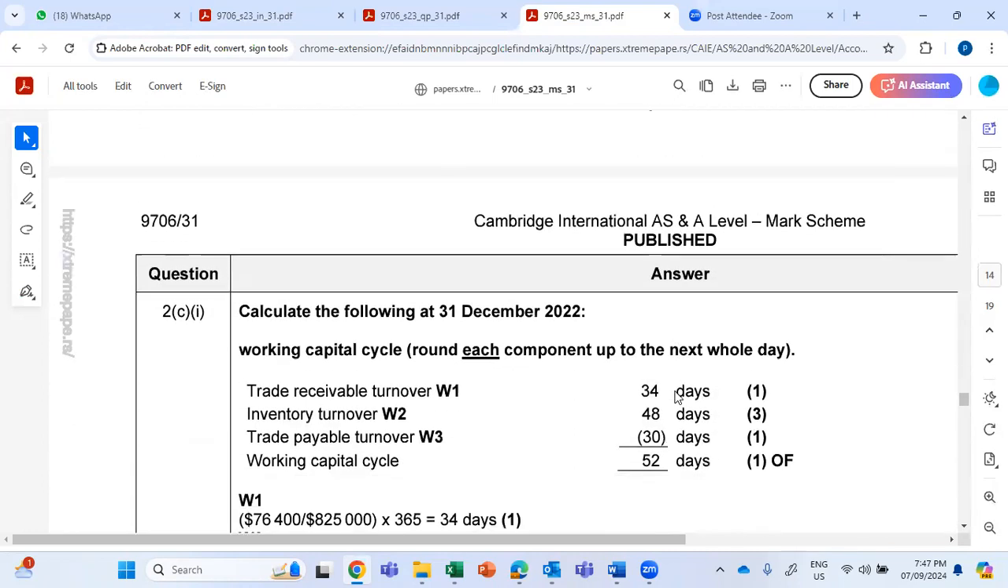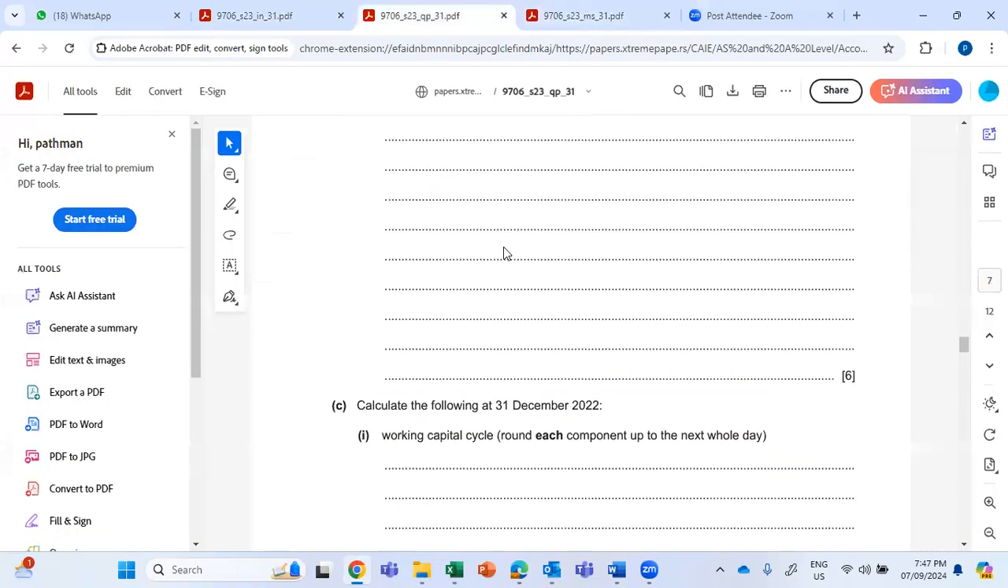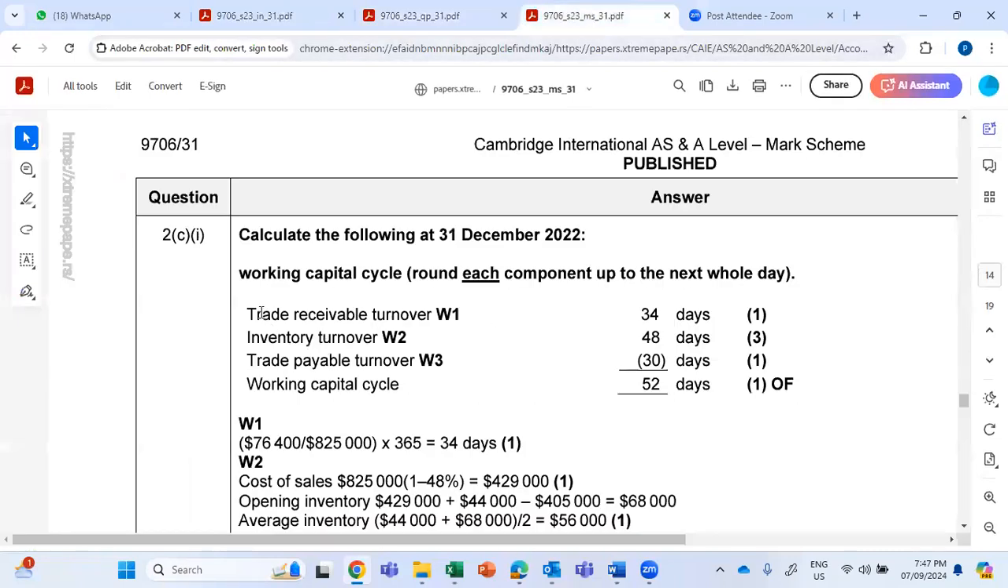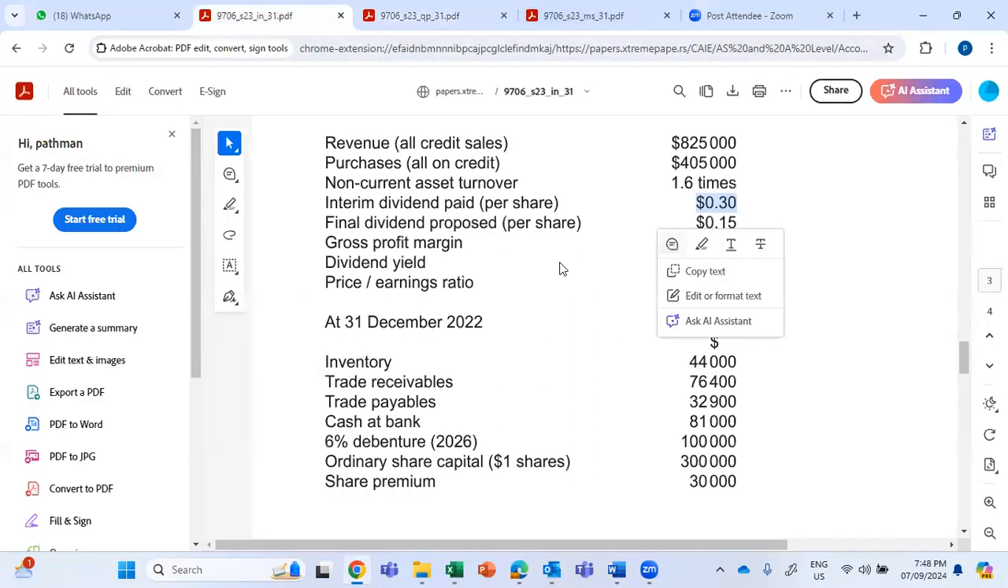Okay. Then following through part C, C1, calculate the following at 31st December 2022. Working capital cycle. Round each component up to the next whole day. So working capital cycle, as the formula puts it, is trade receivable in number of days plus inventory turnover minus trade payable. Trade receivable is trade receivable times 365 divided by credit sales. So once again, trade receivable times 365 divided by credit sales.